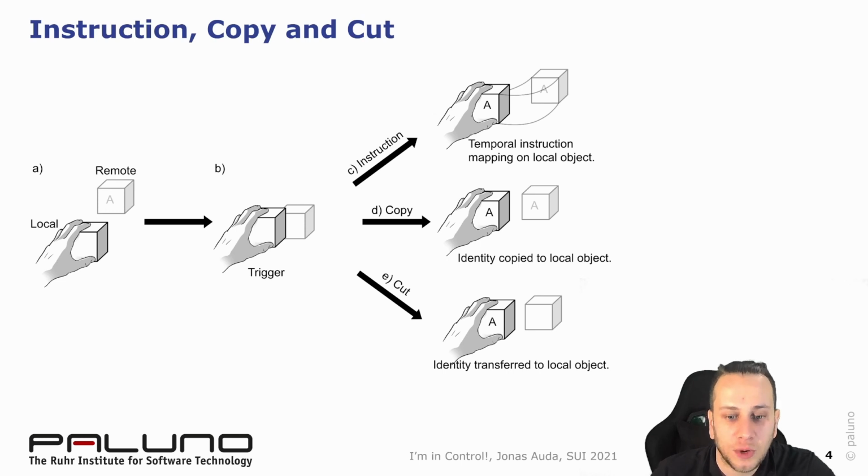Like copy, one can cut a remote virtual object. Here, the virtual object is transferred to the local blank haptic prop. In this case, the remote virtual object turns to a blank haptic prop for the remote collaborator.